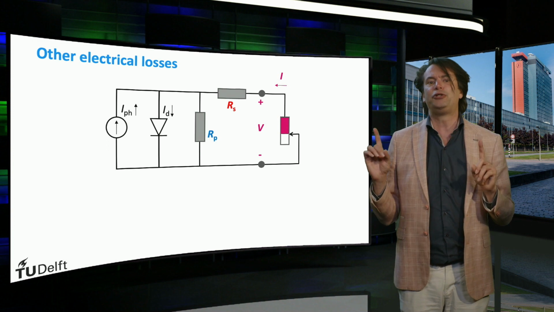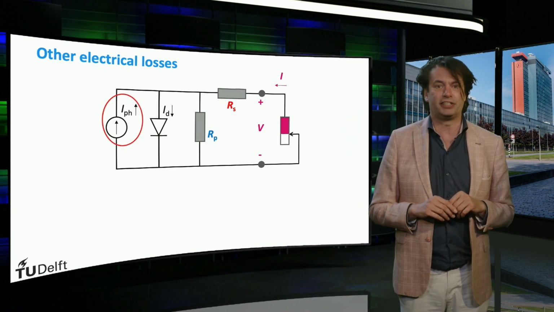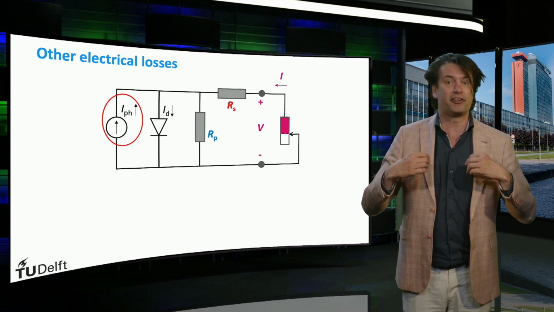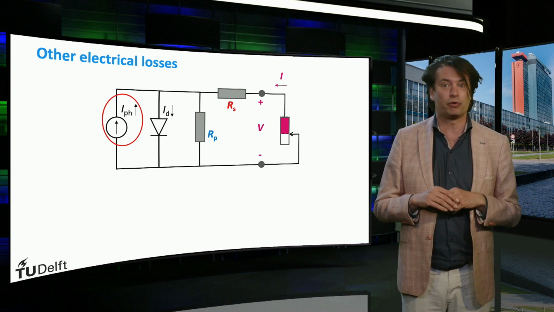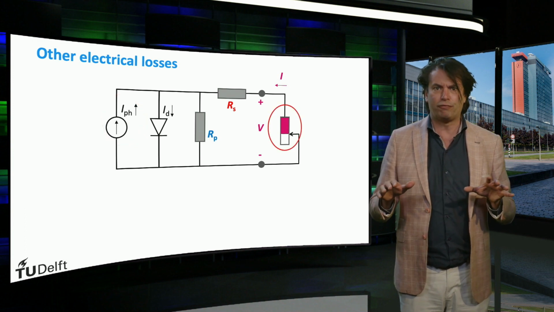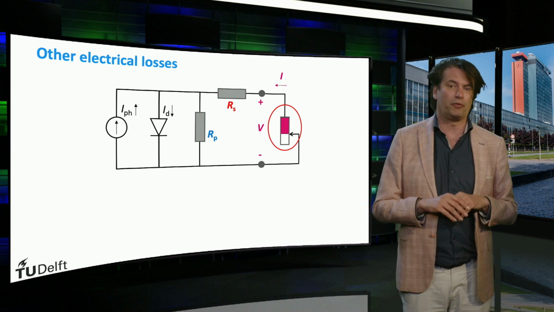The first thing you may notice is the current source on the left side of the diagram. This represents the photocurrent generated through illumination, which we call here the I photon. Ideally, we want to pass the photocurrent to our load, represented in purple on the right.